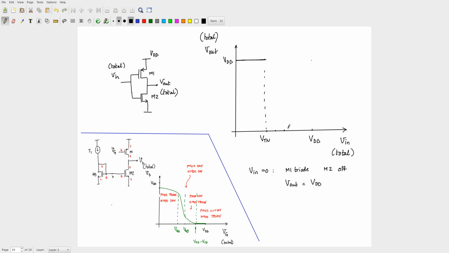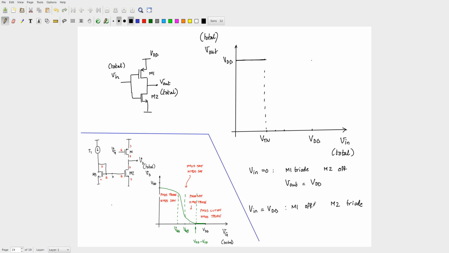Now let me look at the other region when Vin is say VDD. What about M1 and M2? M1 will be off. Why? It's the same as what we had in the previous case, right? And M2 will be in triode.